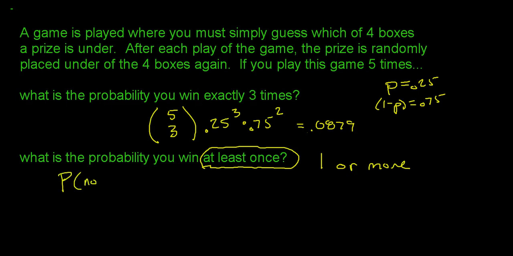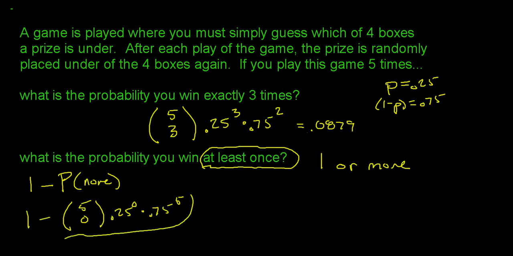Let's find the probability that you win none and then do 1 minus that, because at least 1 means 1 or more. The opposite of none is 1 or more. So keep that in mind. That can be a big help on the test. So the probability of no wins would be 5 choose 0 wins, 0.25 to the 0, no wins, 0.75 to the 5, all losses. You never win. Then I got to do 1 minus this.